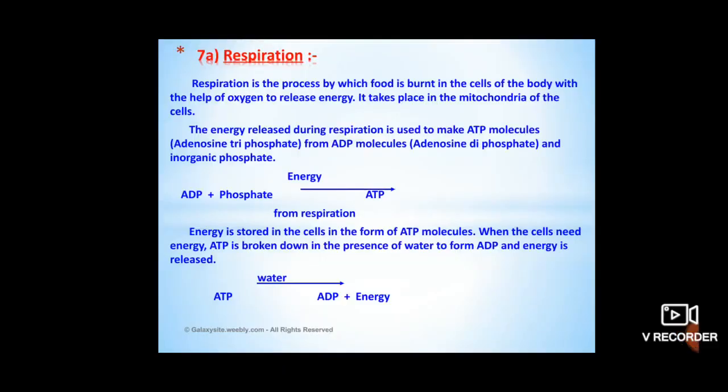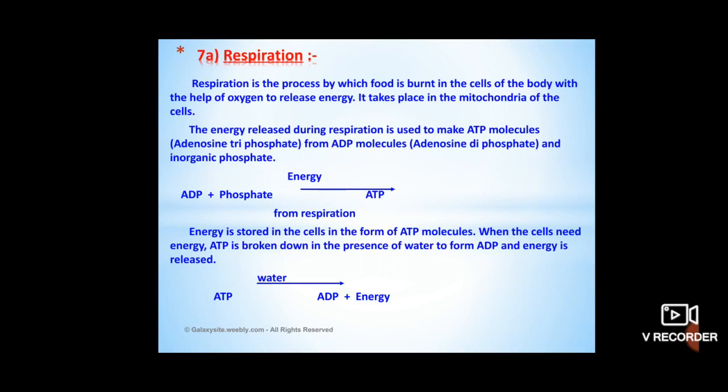Yes, children. Now, one more very important major life process takes place in each and every living organism, which we are going to discuss now. We call it respiration. Respiration is a process by which food is burnt in the cells of the body with the help of oxygen, which means in the presence of oxygen, and releases energy. This is called respiration.